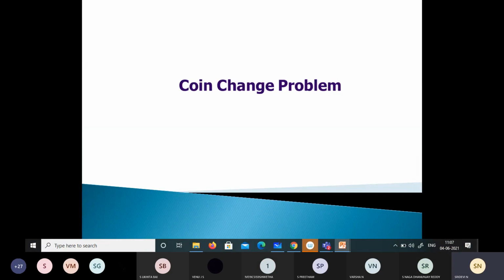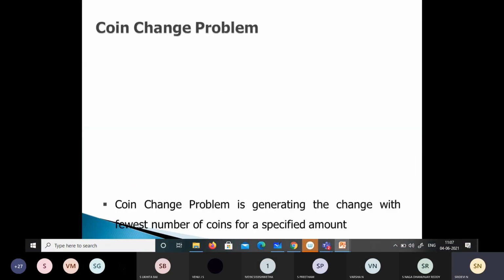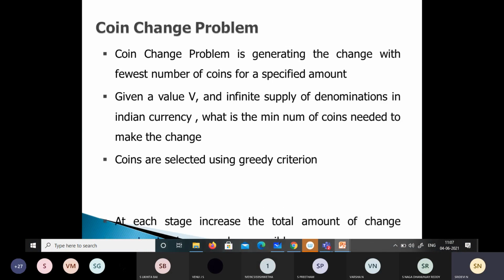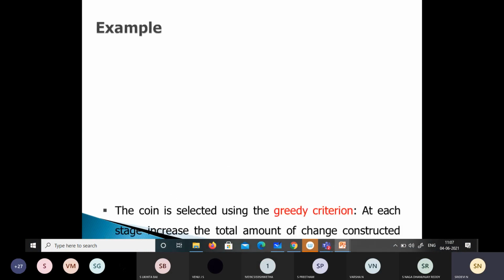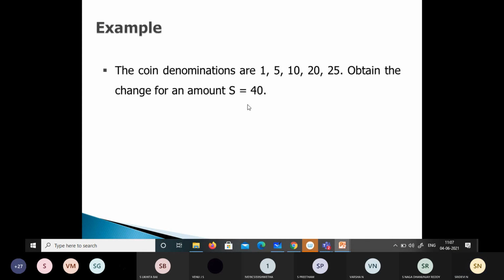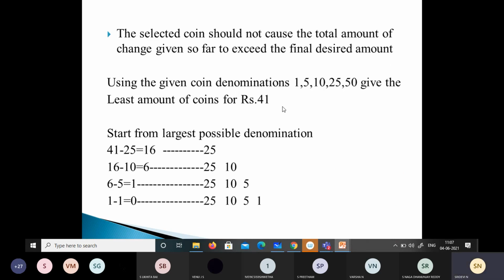So we have done the coin change problem, where we have to find the minimum number of coins required. We need to generate the change with the fewest number of coins for a specified amount, and the coins are selected using a greedy criteria. As an example, we were supposed to give change for rupees 41. These were the coin denominations given, and we solved this example with 25, 10, 5 and 1. 4 coins are the minimum number of coins required.